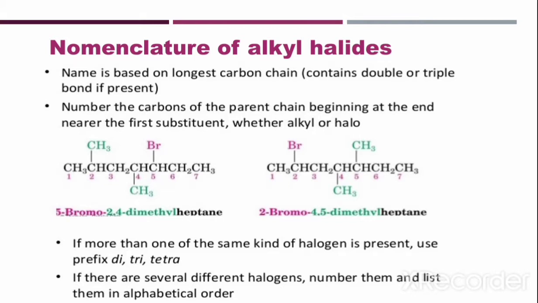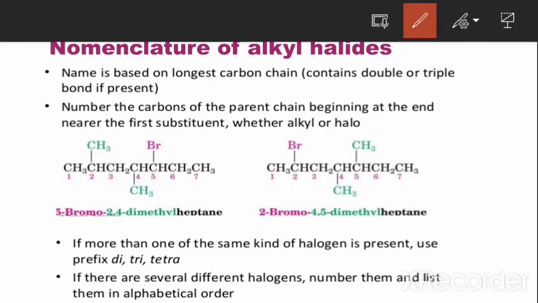We have to number them so that they get the lowest numbers, because we can see in the first example the numbering starts from here, and the lowest number gives the methyl group. This is the methyl group, and the others we count as 1, 2 and 3. On 3 there is a bromide group, the halo group. So we will prefer the lowest number. Okay, this is the lowest number.